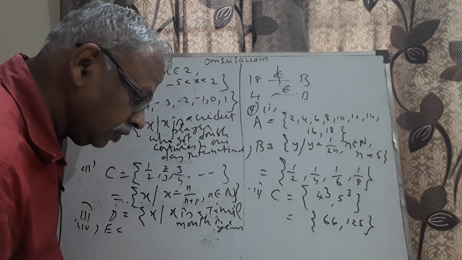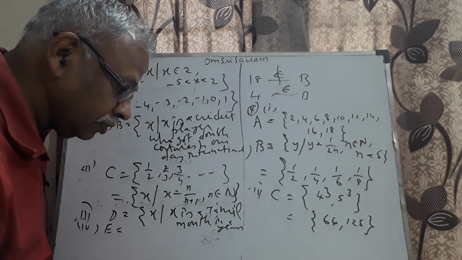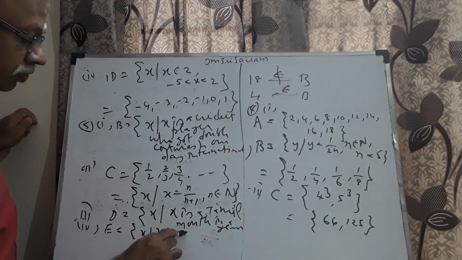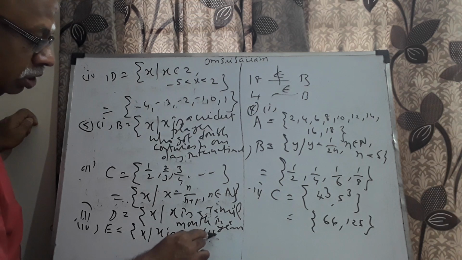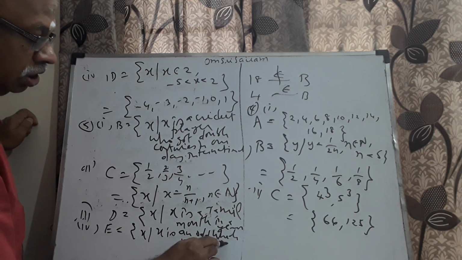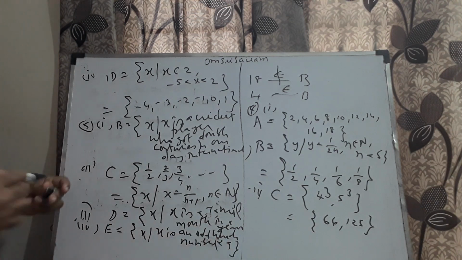You see here, set of all odd whole numbers less than 9. X such that x is an odd whole number less than 9. That is how you are supposed to write. Set of all x such that x is an odd whole number less than 9.